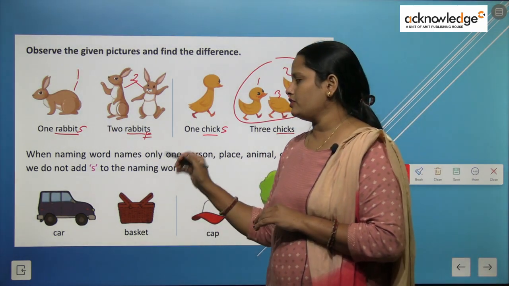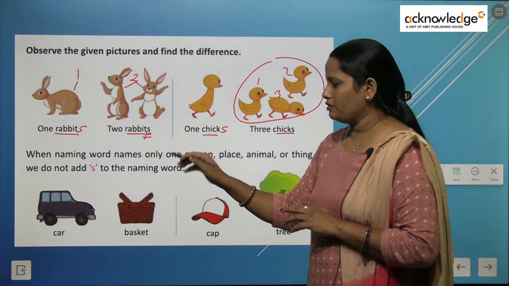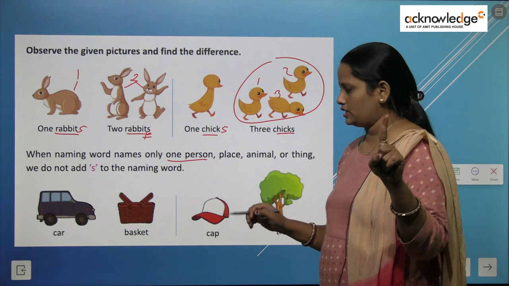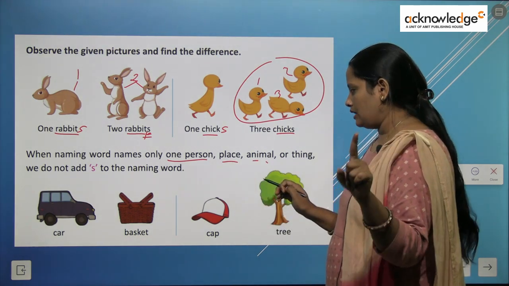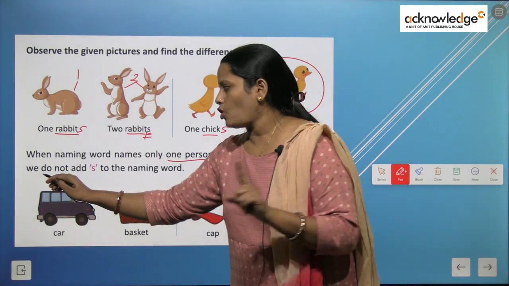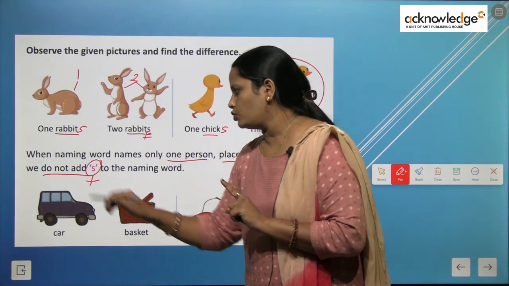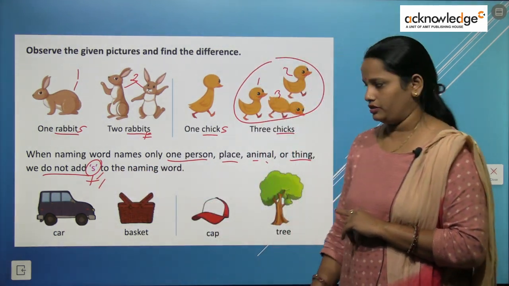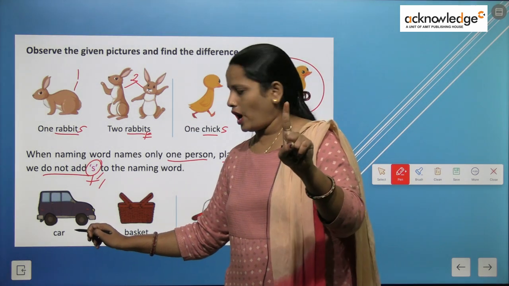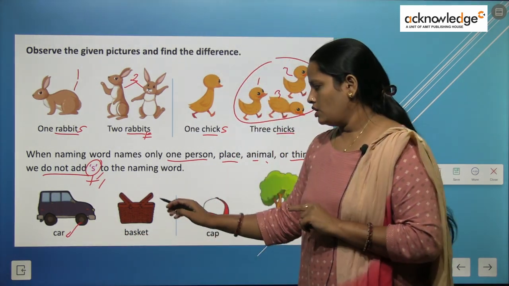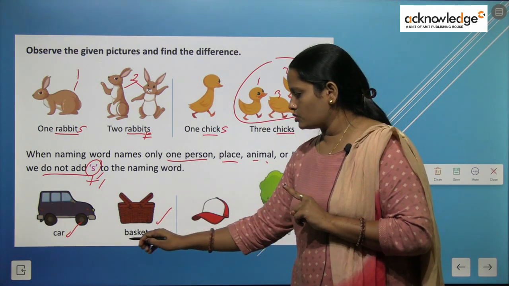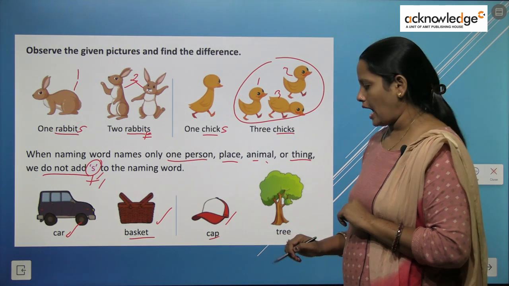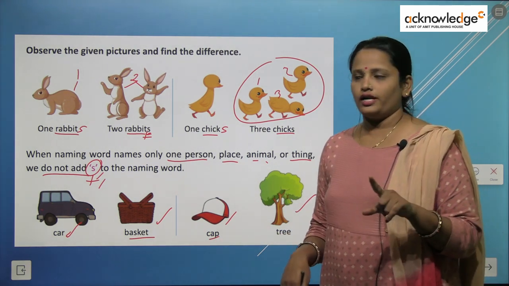When a naming word names only one person, one place, one animal or one thing, we do not add S to the naming word. Here is a picture of one car, so it is only car. One basket, it is only called basket. One cap, it is also called cap. One tree, it is called tree.